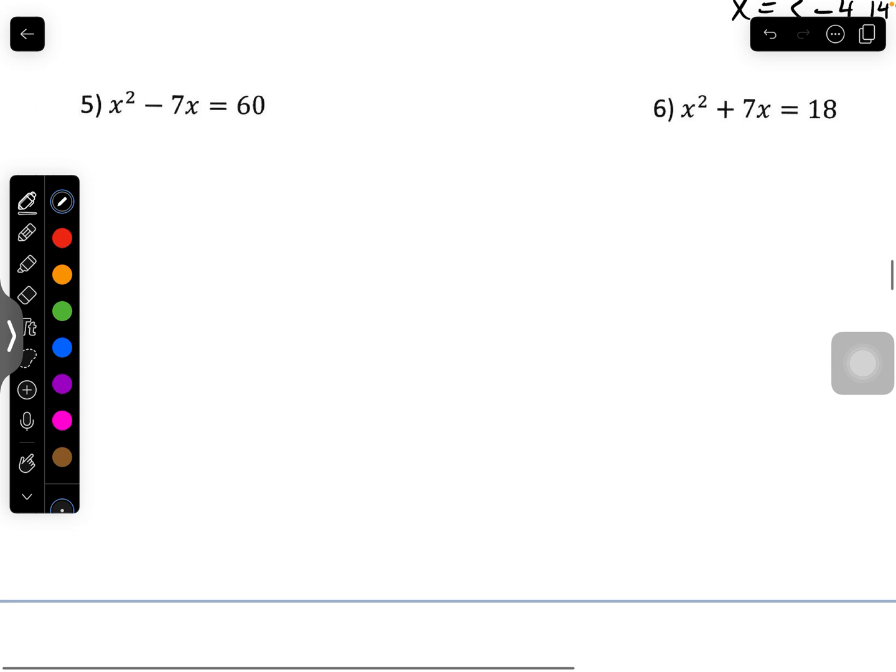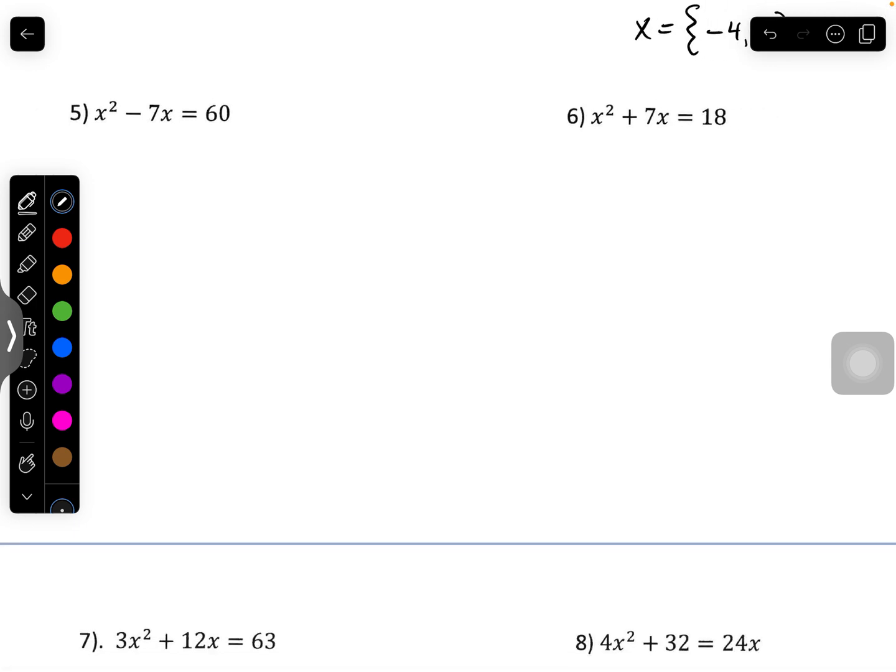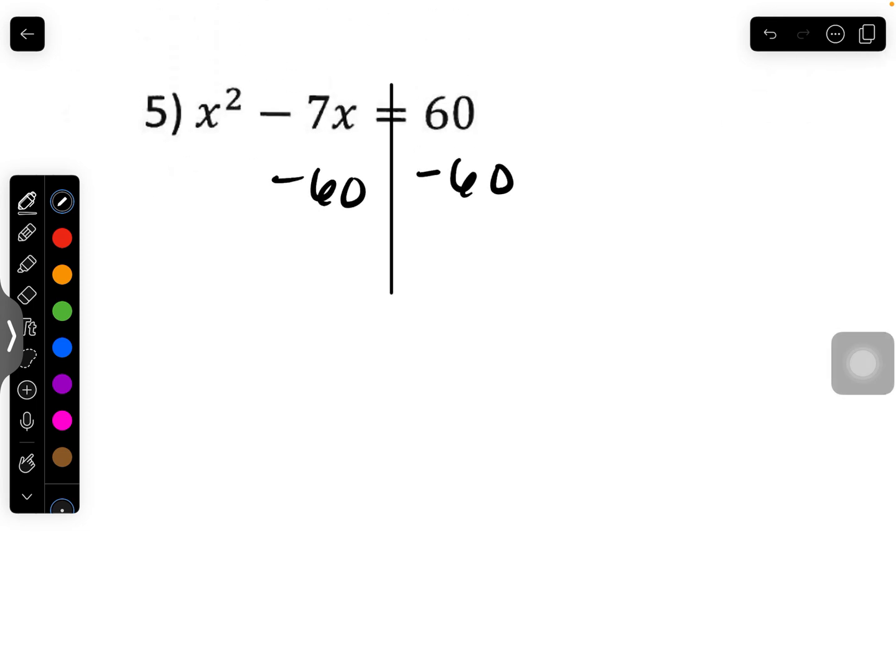So for numbers 5 and 6, for instance, we're going to take that positive 60 here. We'll subtract it from both sides, and just be careful now because you don't have any like terms over here on the left. X squared, negative 7x, and negative 60 are all their own types of terms. So we're just going to list them. X squared minus 7x minus 60 equals 0, and we'll factor and solve from here. Make sure you're in standard form before you try to factor.